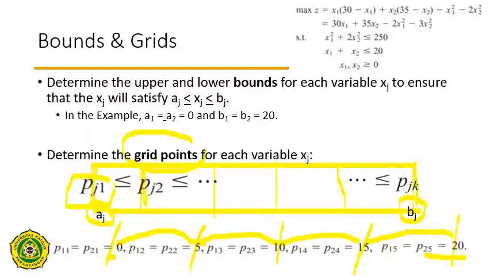Okay, so now you see that we have divided the range of the variable xj, which ranges from 0 to 20, into 4 grids. 1 grid, 2 grid, 3 grid, and 4 grids. And the grid points are 0, 5, 10, 15, and 20.